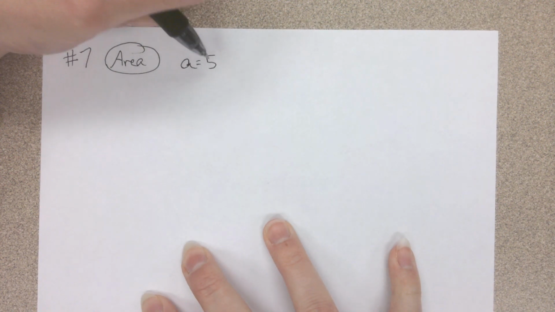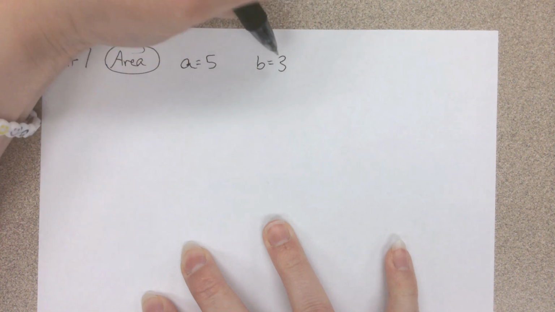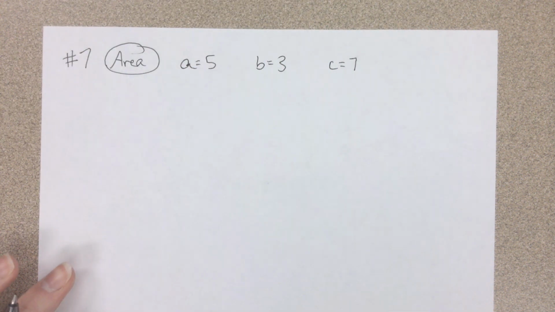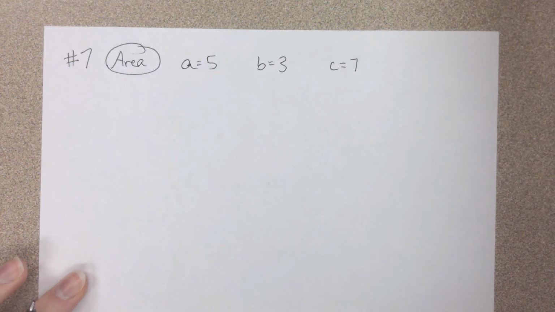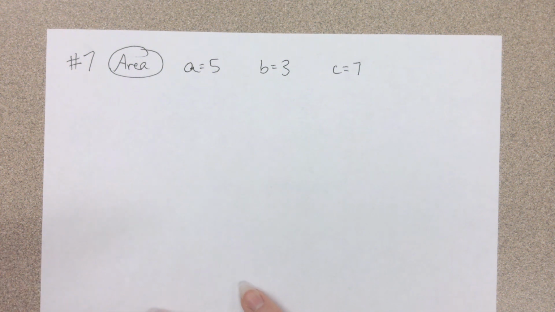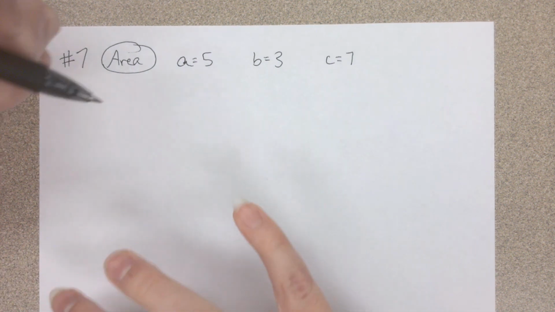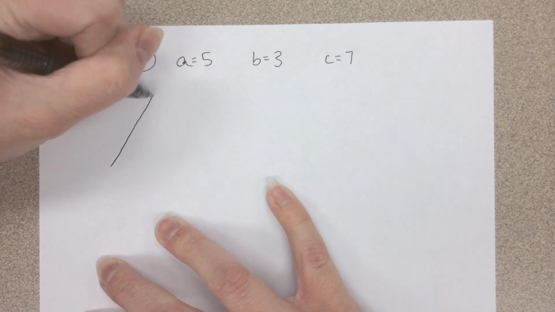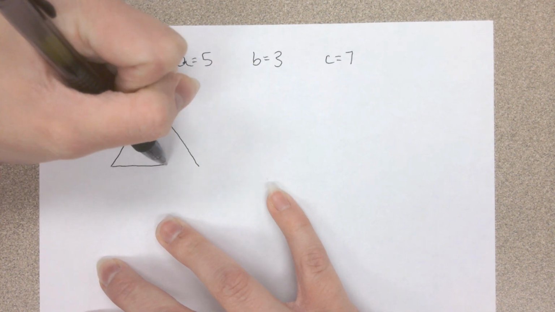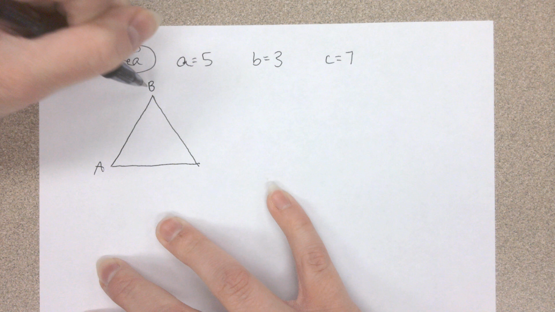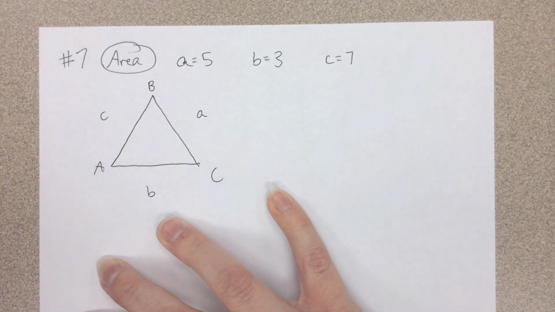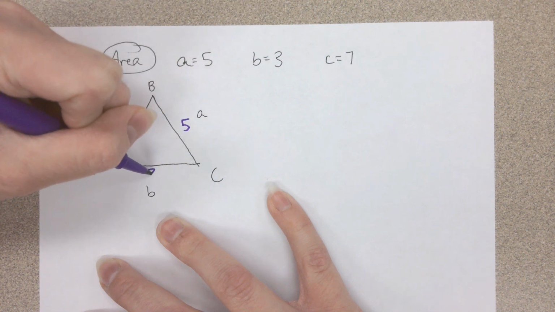A equals 5, B equals 3, C equals 7. On the test, I made it very obvious which ones are the area problems because I put area in the answer box, so it's going to be really hard to miss that. At least that was the intention. Now, the picture's not 100% necessary, but a lot of people like a visual, so I'm going to draw it anyway. A, B, C. A is 5, B is 3, C is 7.